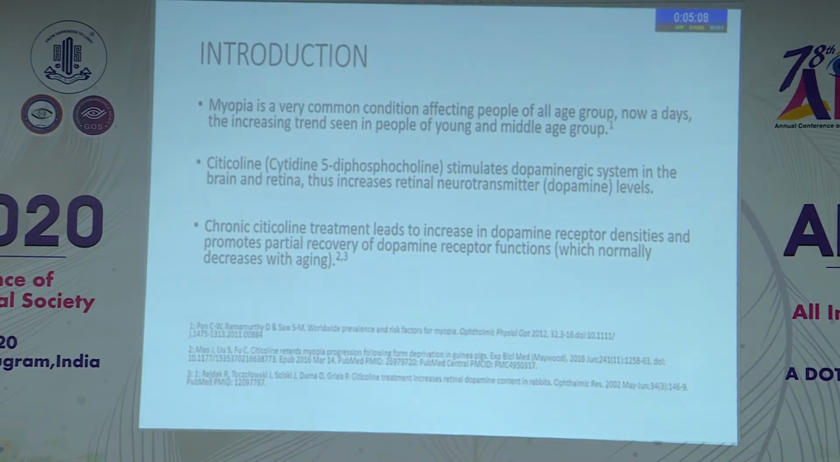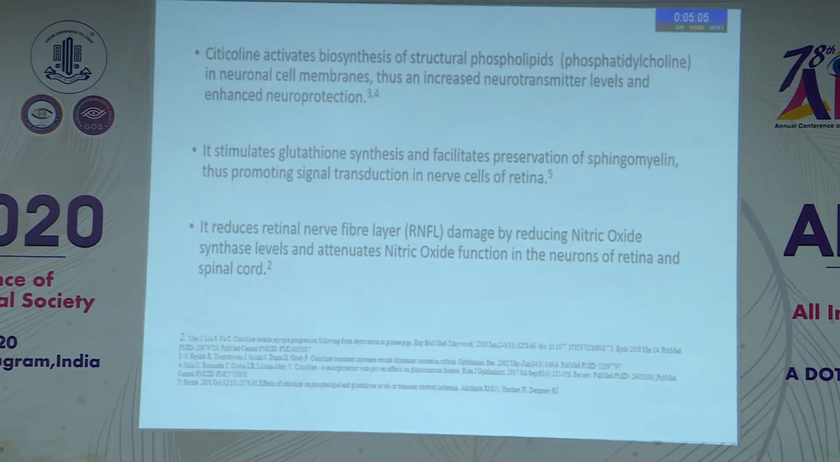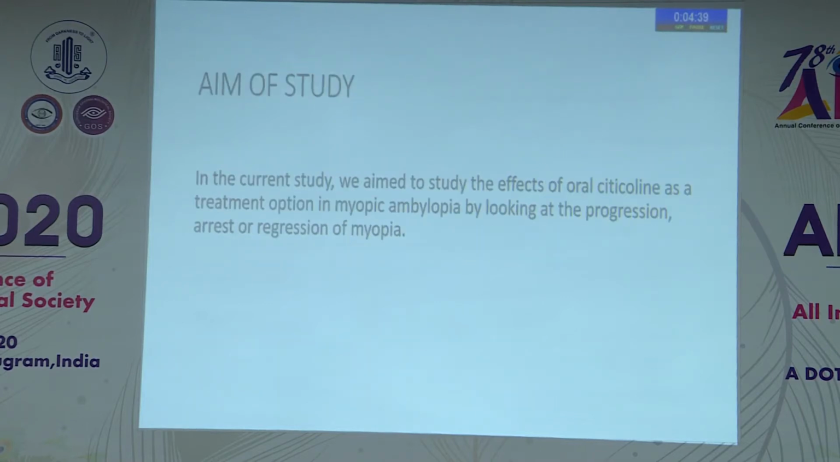normally decreases with aging. Citicoline activates biosynthesis of structural phospholipids in neuronal cell membrane, thus increasing neurotransmitter levels and enhancing neuroprotection. It also stimulates glutathione synthesis, facilitates preservation of sphingomyelin, promotes signal transduction in nerve cells of the retina, reduces RNFL damage by reducing nitric oxide synthase levels, and attenuates nitric oxide function in the neurons of the retina and spinal cord. In this study, we aim to study the effects of oral citicoline as a treatment option in myopic amblyopia by looking at the progression, arrest, or regression of myopia.